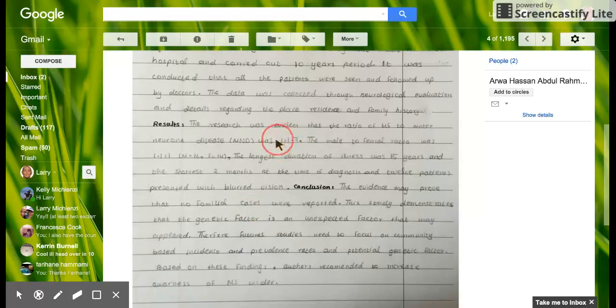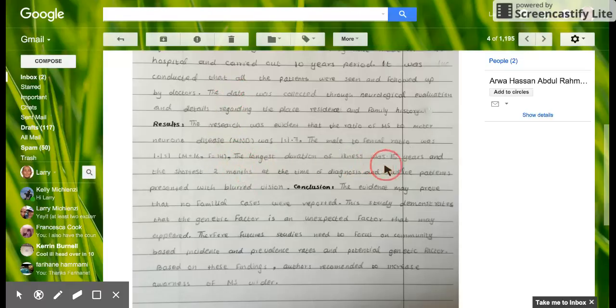Research was evident that the ratio of MS to motor neurological disease was 1.17. Is this part of the clinical features that we talked about in the aim? If not, we don't need it. The male to female ratio was... Again, this is something that we could use, but you didn't really mention the total number of males and females. Here you're listing it, but you might have wanted to list that in your methods and material.